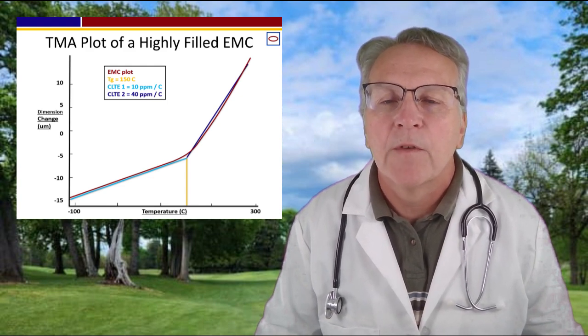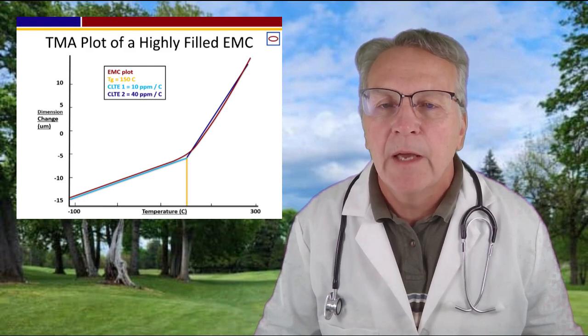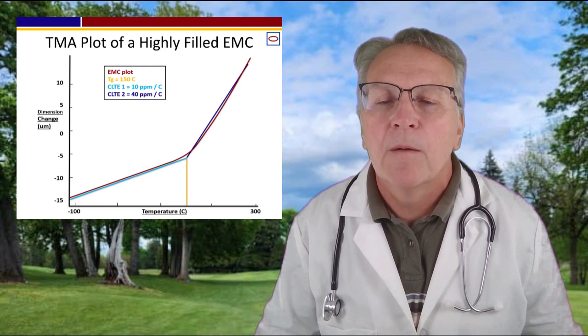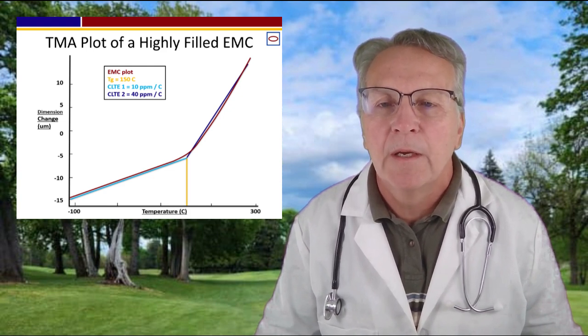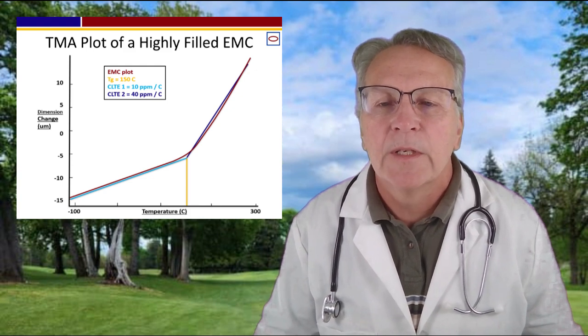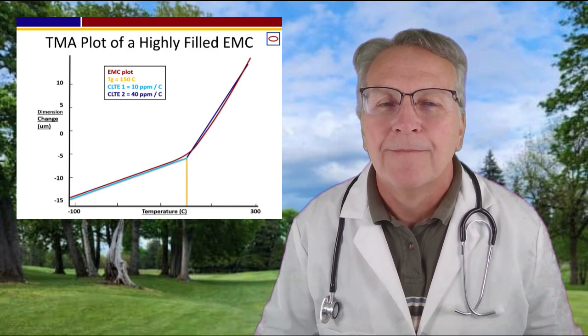That's the red plot of dimensional change versus temperature. The light blue line represents the data below Tg and gives a CLTE value of 10 parts per million per degree C from measuring a sample's length and the change in length from a given temperature range. Units are micrometers, or microns per meter per degree C, which we will call parts per million per degree C.